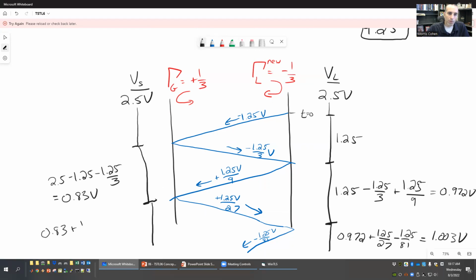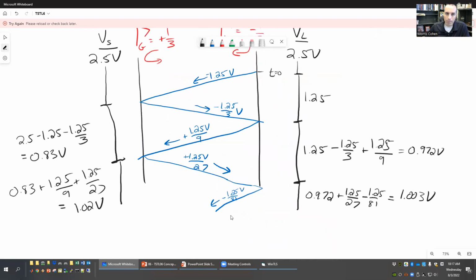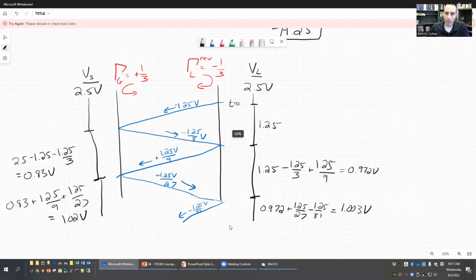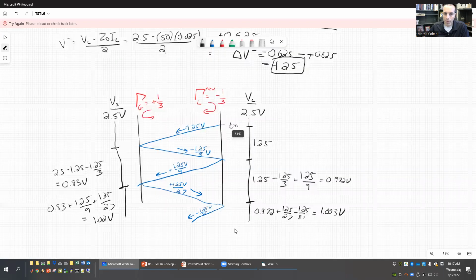Repeat this process again, 0.83 plus 1.25 divided by 9 plus 1.25 divided by 27. This works out to be 1.02 volts, okay? So now, if I ask you to plot the load voltage as a function of time, you can basically read off these values. And let's actually do that. Let me zoom out and place that over here, and let's plot that.